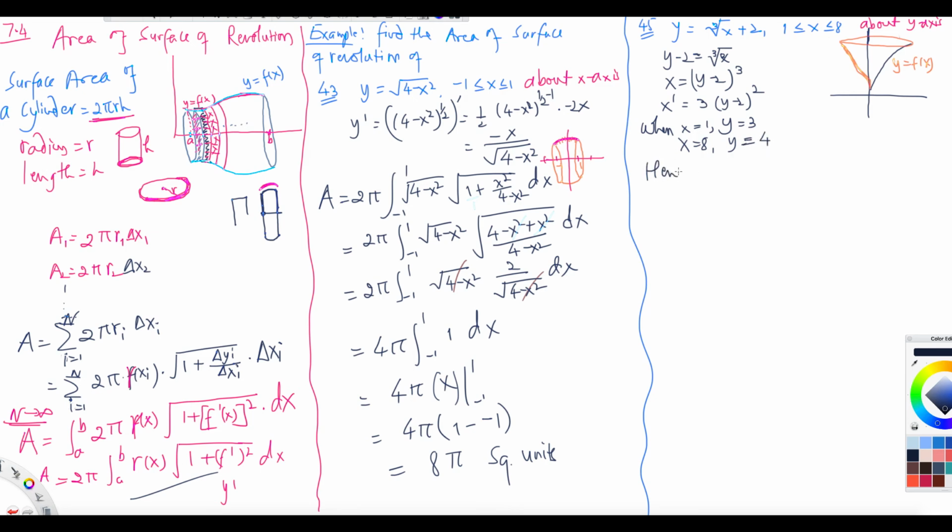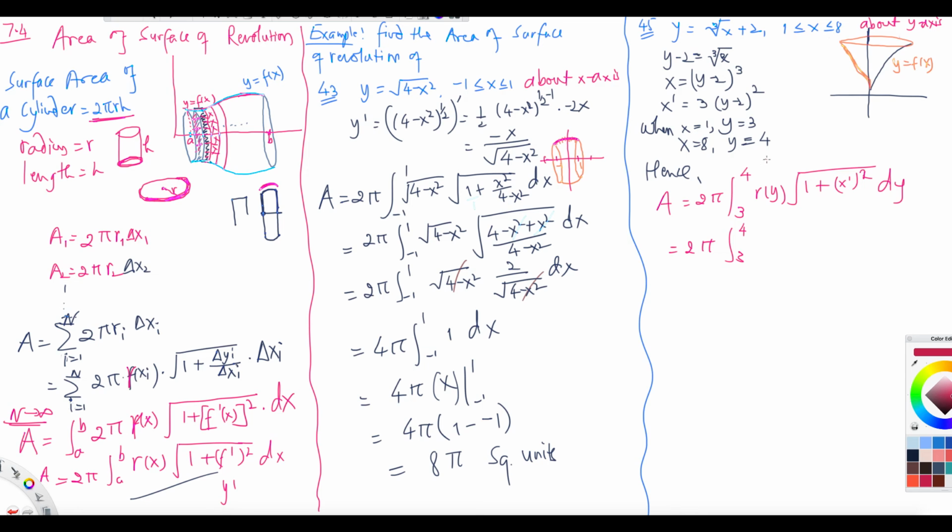Hence you get the surface area equals 2 pi. You need to plot the limit for y, so 3 to 4, and then r of y, which is like x, and then under the root 1 plus x prime squared, and then dy. That's what you do. Okay guys, so that will be 2 pi, and then 3 to 4.